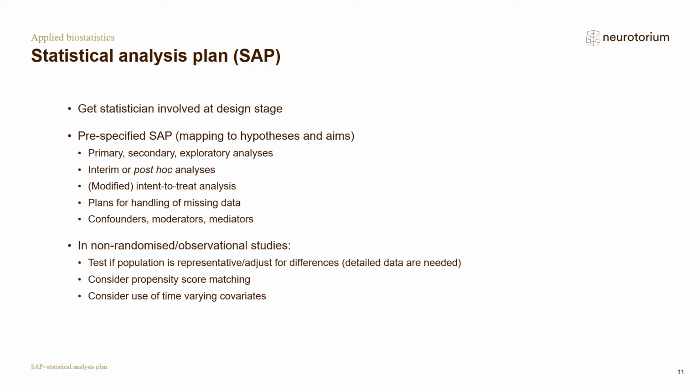Also, in non-randomized observational studies, you need to ask, is your sample frame, how you get patients into the study, actually representative of the overall population you want to test the hypothesis for? Also, if they're not really similar, you might need to use something that's called propensity score matching.